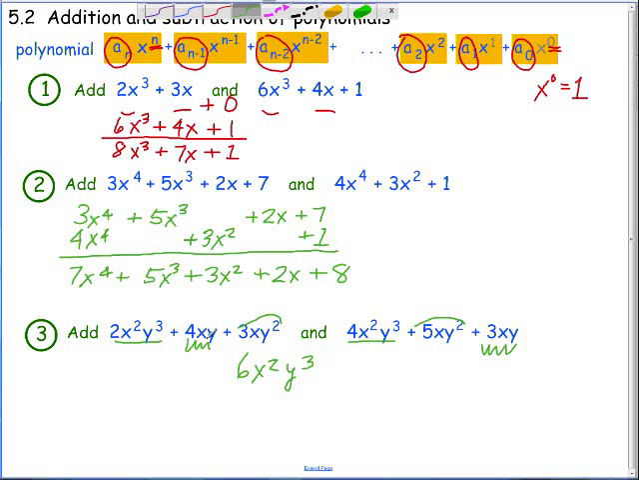I've got 4 of the plain old xy and 3 of them over here, so that's 7 of my xy's. Then I've got xy squared, 3 plus 8. What am I saying? 3 plus 5 is 8. My mind goes ahead of my mouth. Okay.